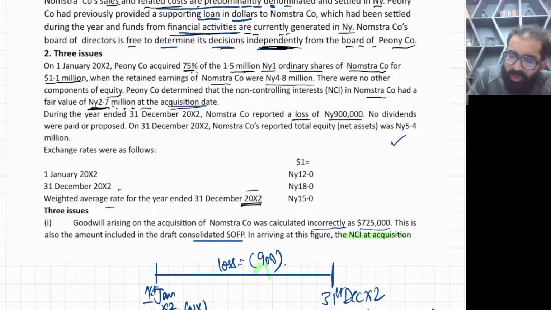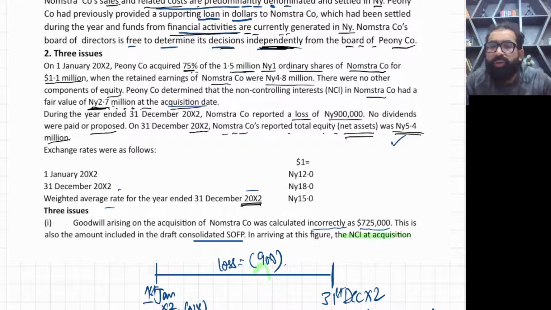No dividends were paid or proposed. On 31st December X2, Nomstra company reported total equity net assets of NY 5.4 million. This is the year end net assets of S company.